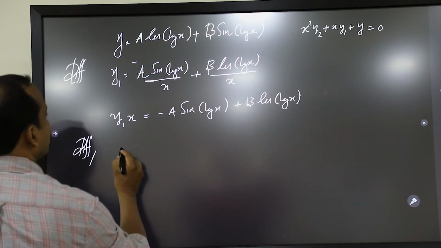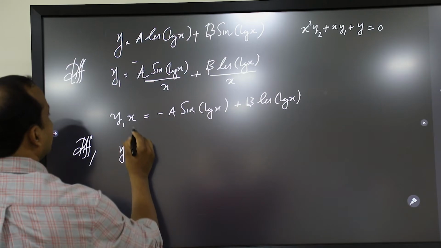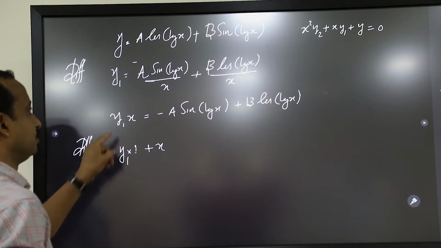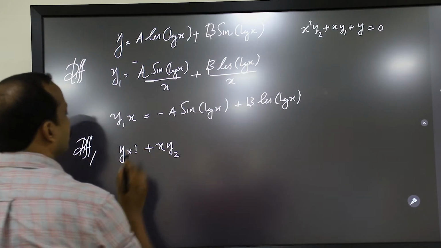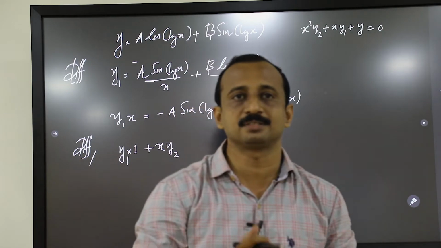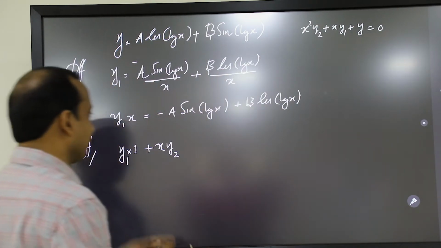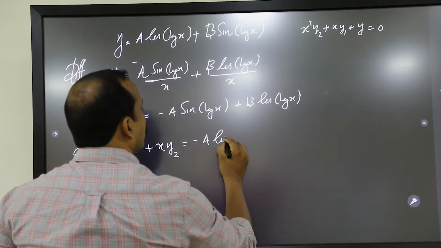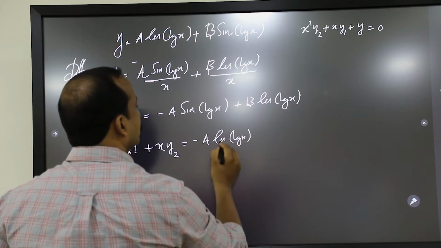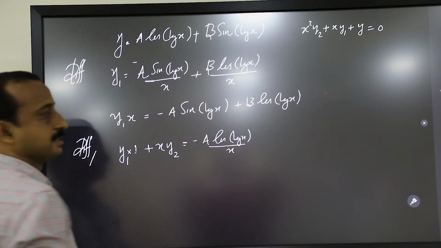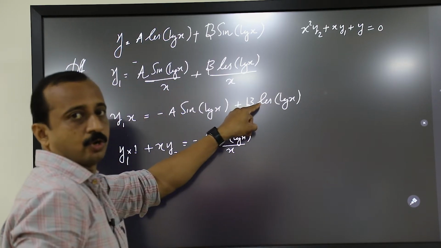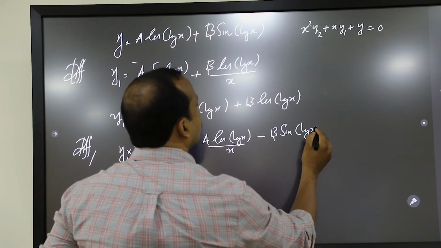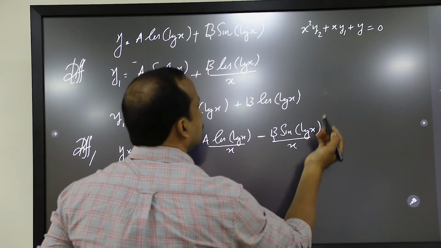So we apply the product rule: it is y1 into the derivative of x with respect to x, which is 1, plus the second function x into the derivative of y1, which is y2. That means y1 is dy/dx and y2 is the second derivative d²y/dx². y2 is equal to minus a, the derivative of sin, cos(log x), into function of a function, the derivative of log x is 1/x, plus b into the derivative of cos, which is minus sin, that is minus b into sin(log x) into function of a function, the derivative of log x is 1/x.